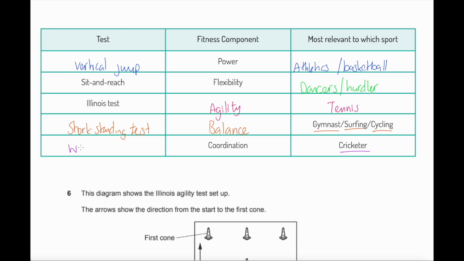cricketers need coordination as many other types of performers. Who would this, or what sort of test would this be? We would use, obviously, our wall throw test.